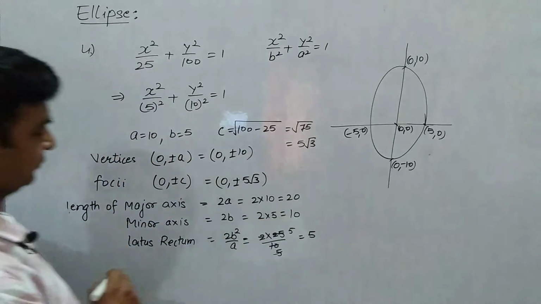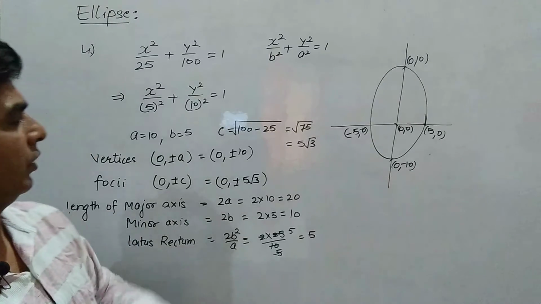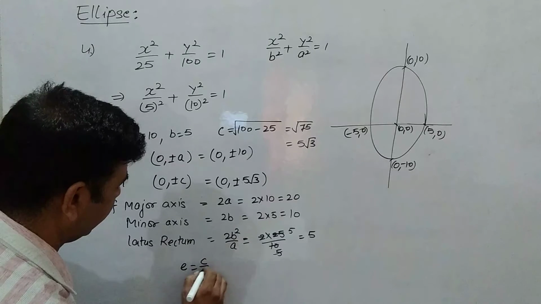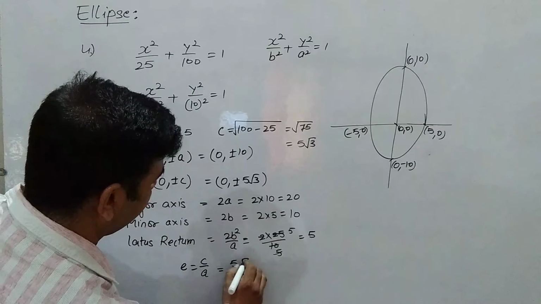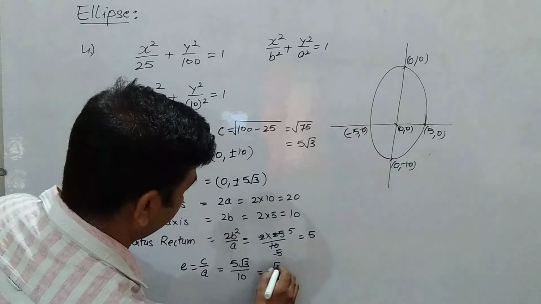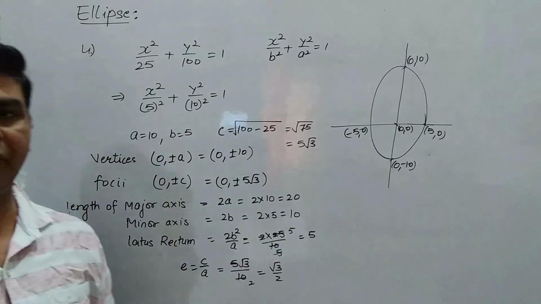So this is simply 5. Now if you want to find the eccentricity of this ellipse, eccentricity is given by the formula e is equal to c by a, where c is 5 root 3 upon a, which is 10. So this is root 3 by 2. So eccentricity is root 3 by 2.